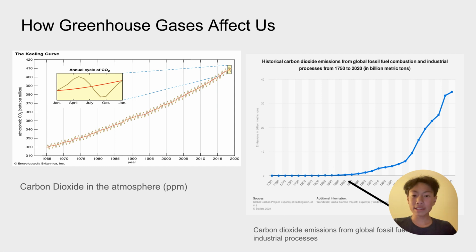How do greenhouse gases affect us? So let's talk about these patterns and trends that we can see with this Keeling curve. This Keeling curve demonstrates the carbon dioxide levels in parts per million in the atmosphere. The graph shows and supports the idea that carbon dioxide levels continue to rise in our atmosphere yearly, and it illustrates the importance of preventing global warming.